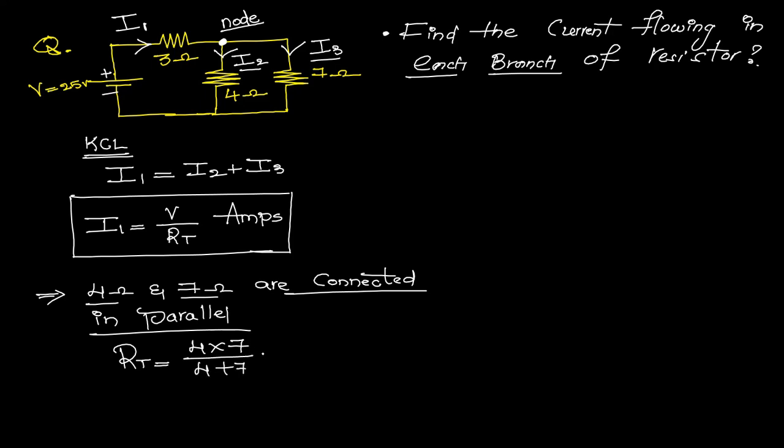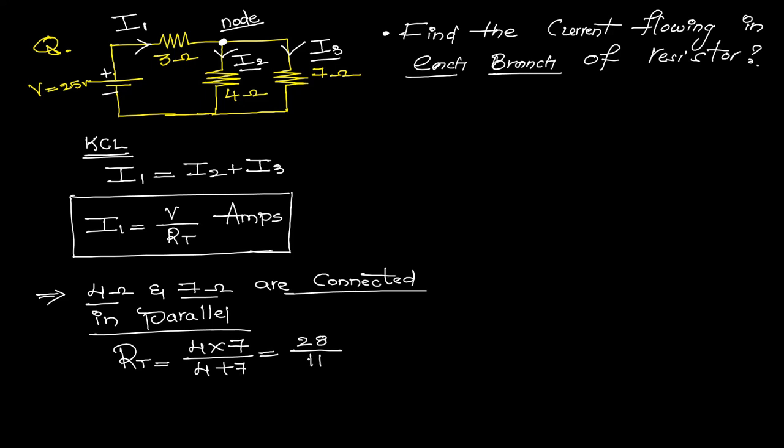So 4 into 7 divided by 4 plus 7 means when two resistances are connected in parallel, we can simply multiply those two values divided by the addition of these two values. You will get the value of resultant. Now if you simplify this particular value, 4 into 7 gives 28, and divided by 4 plus 7 means 11.